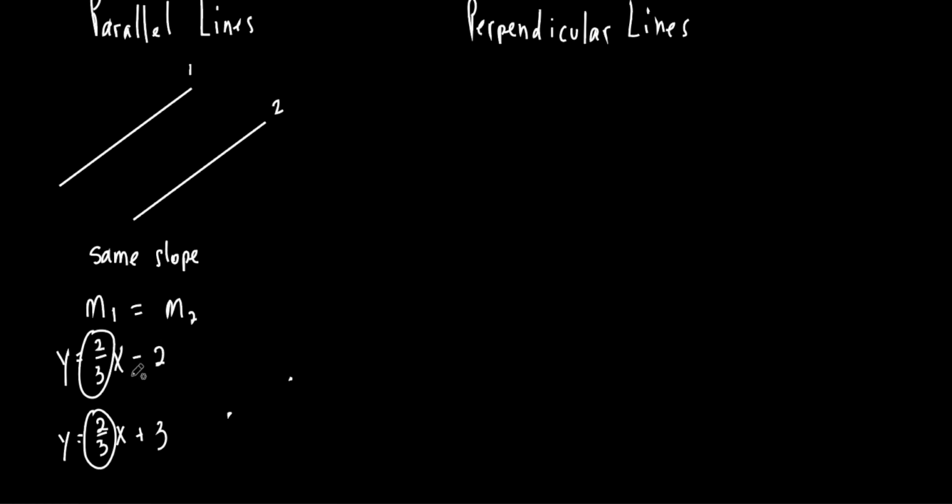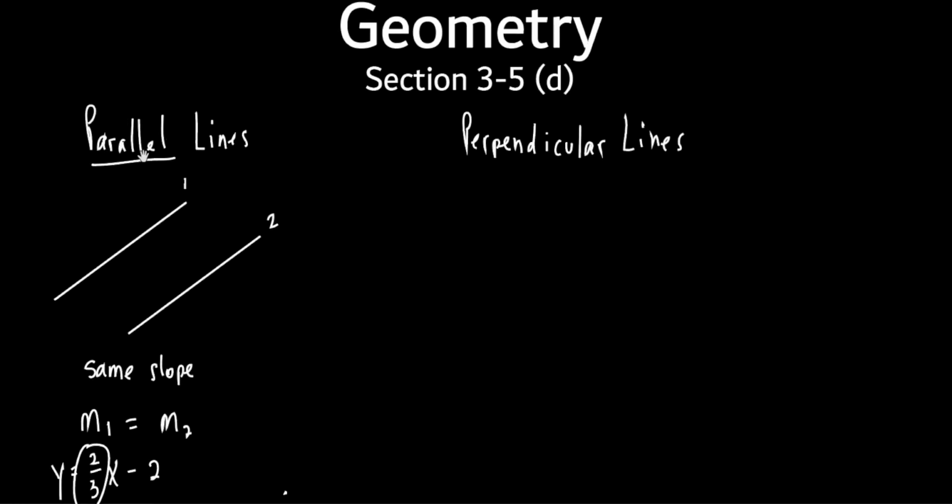This one's a little lower because it goes through -2 on the y-axis, but they still have the same slant. You got me on that? Okay, so parallel lines. What do I know about the slopes of parallel lines? They're the same. They're equal to each other.